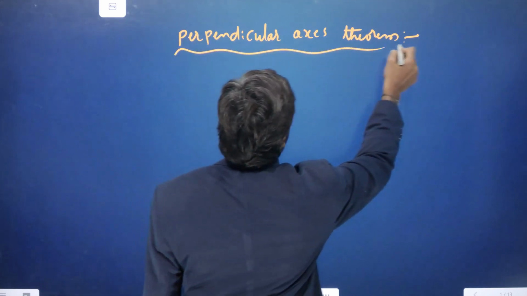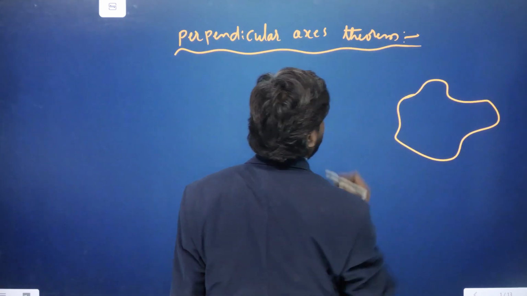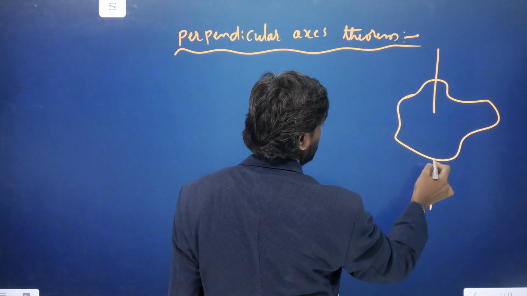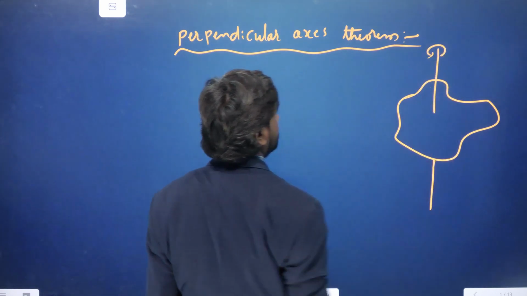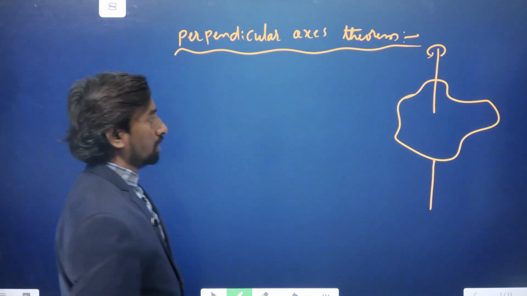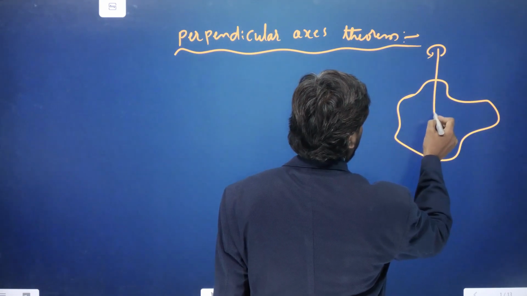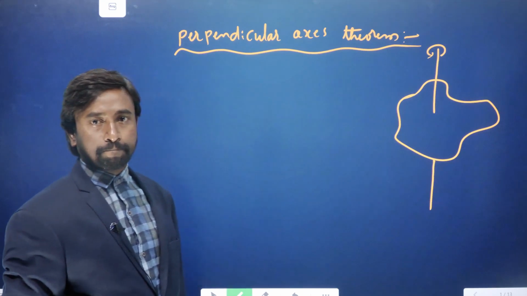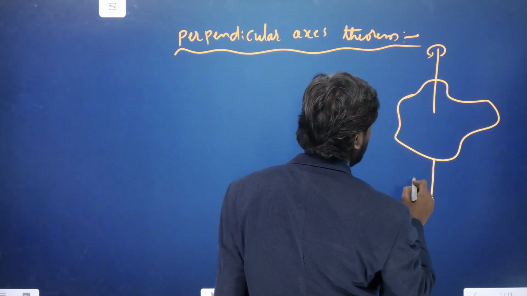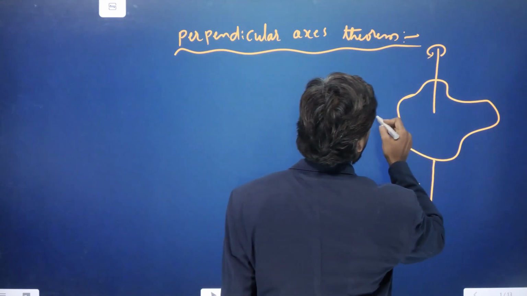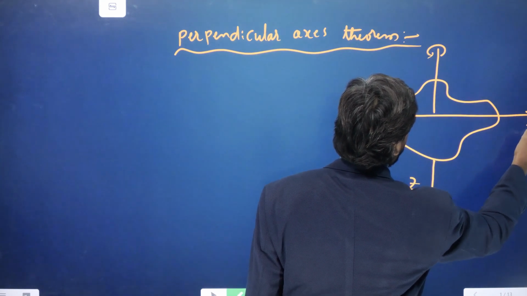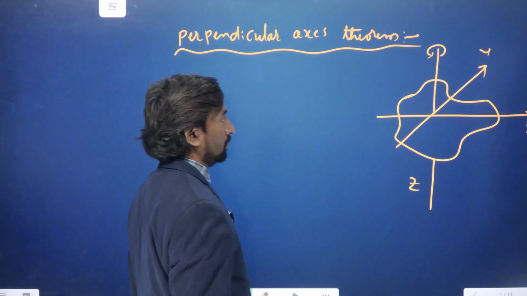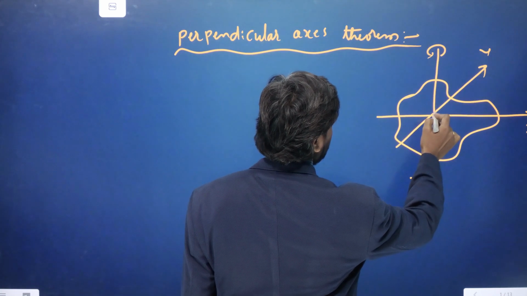Suppose let us consider this is a rigid body. This rigid body is rotating about this axis. Now if we consider here two mutually perpendicular axes, the moment of inertia about this axis which is perpendicular. Consider this is the z axis, and we'll consider this is the x axis, and here we'll consider that this is the y axis.